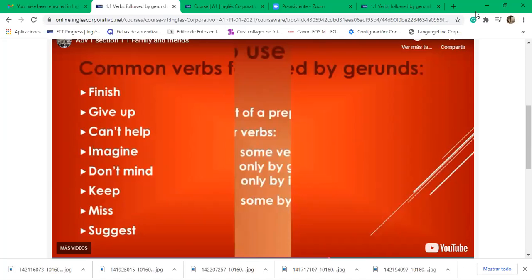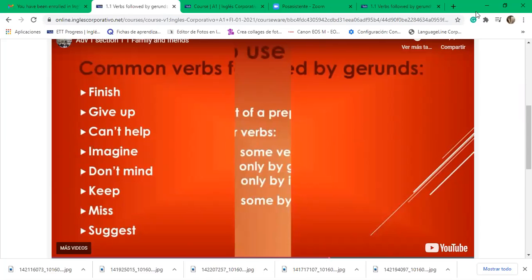Maybe I can't help driving someone. So for you, it's a problem driving someone? Yeah, I don't have patience. Okay, good. Patience. Okay, good.